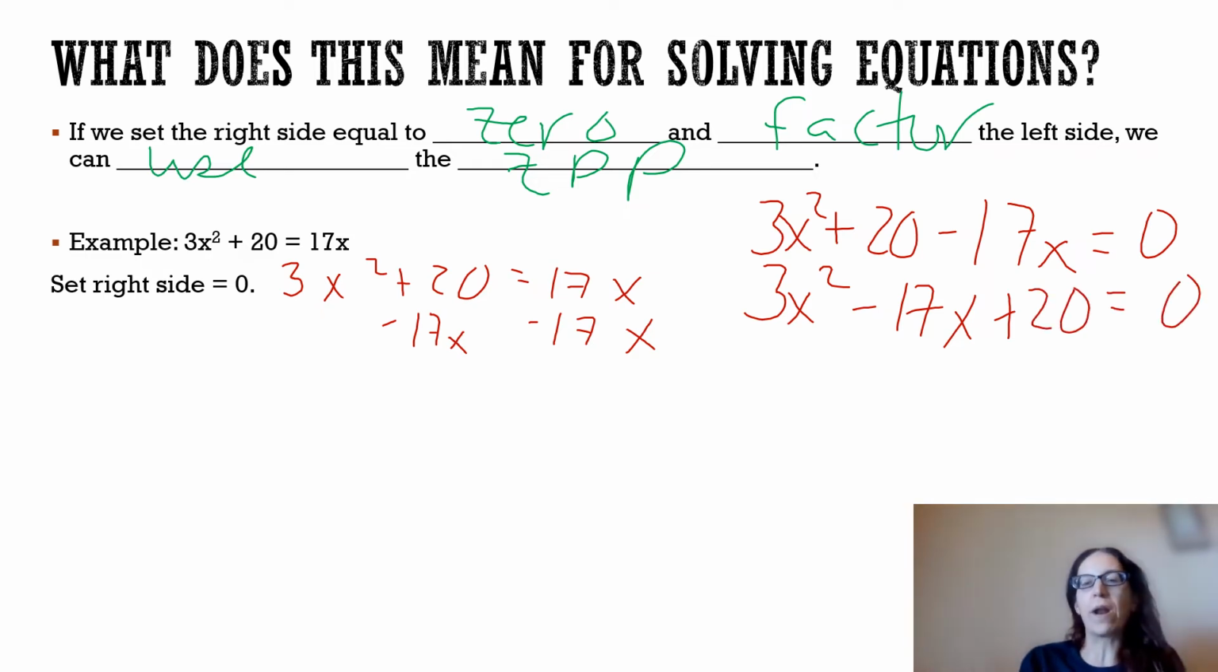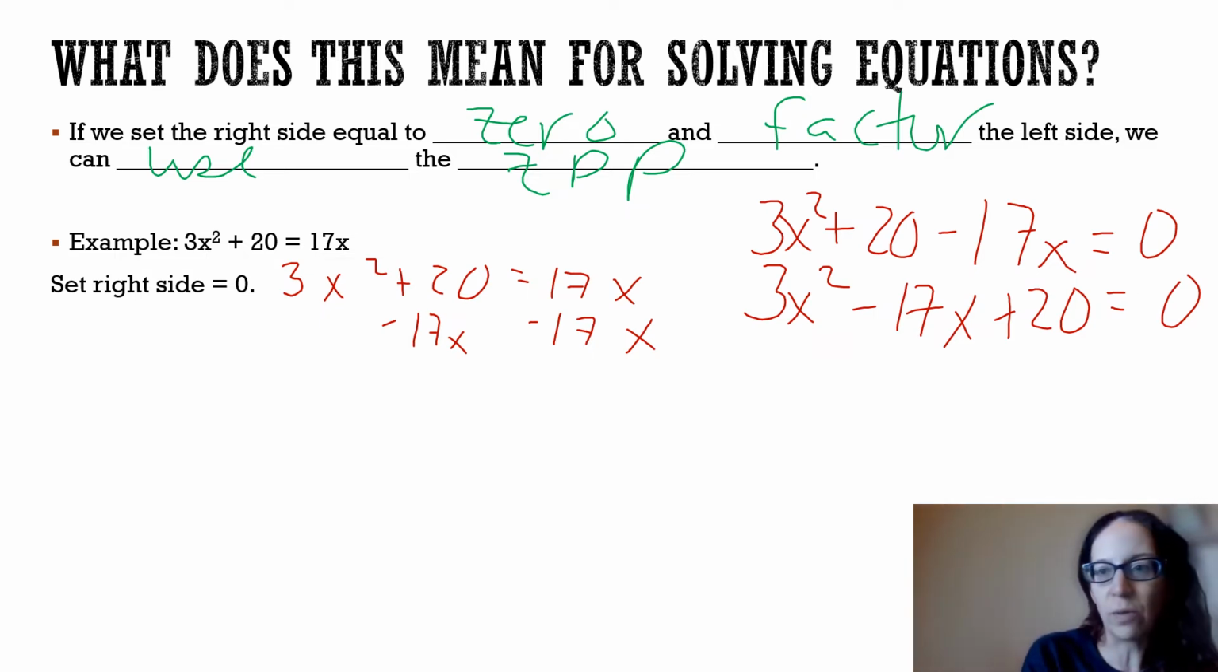So instead of doing that extra step, I'm just going to put the 17x into the middle. So we will have 3x squared minus 17x plus 20 is equal to 0.